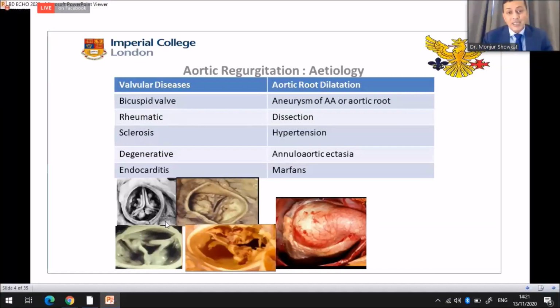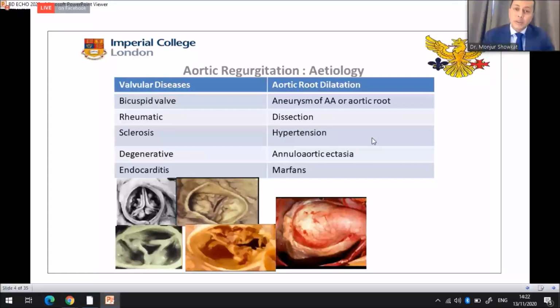If you look at the images here, that one is a tricuspid calcified aortic valve. On the right, it is a bicuspid aortic valve and a calcified bicuspid aortic valve, and this is a rheumatic aortic valve. And at the bottom, this one has a perforation because of infection, infective endocarditis.